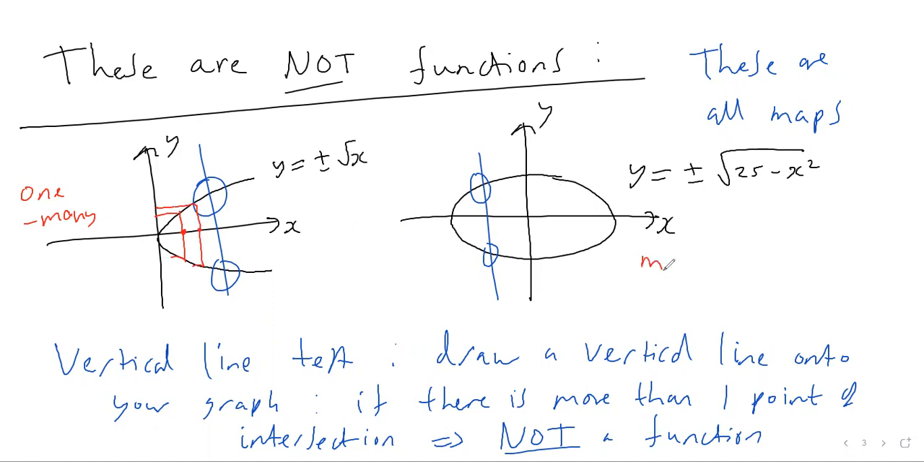This one over here is called a many-to-many mapping, because multiple x coordinates, multiple inputs, are actually giving you multiple outputs on your y-axis. So kind of like this rectangular shape. So multiple inputs give you multiple outputs. That's called a many-to-many mapping. Okay, so these are non-functions then.